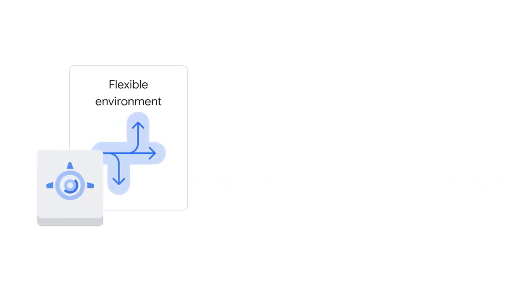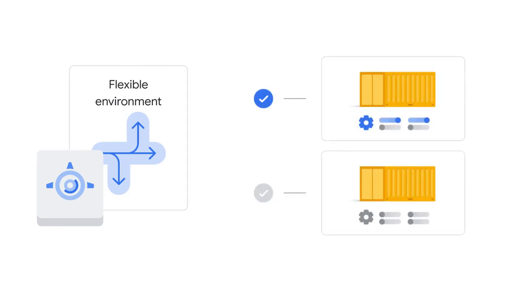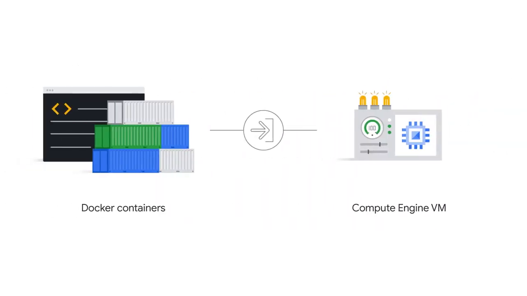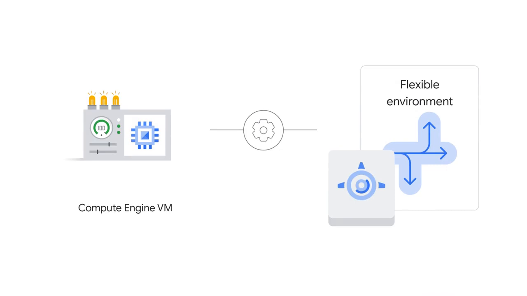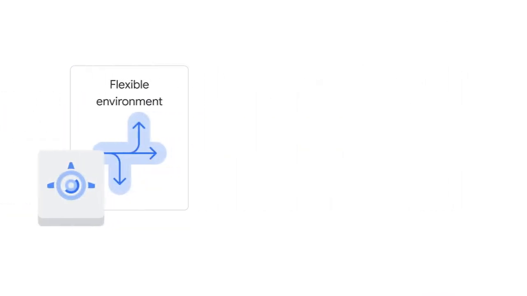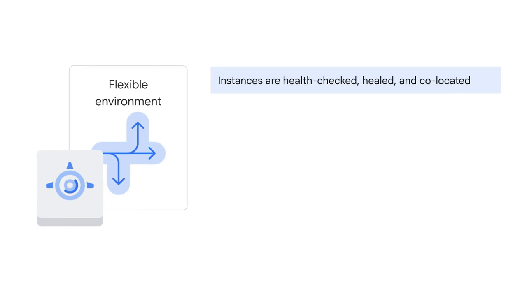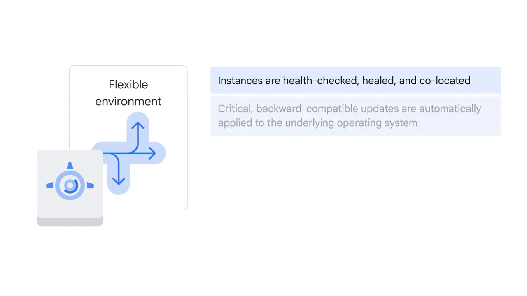App Engine also offers a flexible environment. If the standard environment's sandbox model is too restrictive for you, the flexible environment can let you specify the type of container your web application will run in. This option lets an application run inside Docker containers on Google Cloud's Compute Engine virtual machines. In this case, App Engine manages Compute Engine machines for you. This means that instances are health checked, healed as necessary, and co-located with other module instances within the project. Critical backward-compatible updates are automatically applied to the underlying operating system.